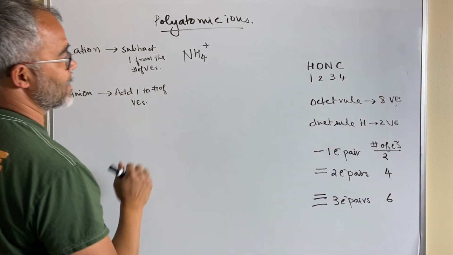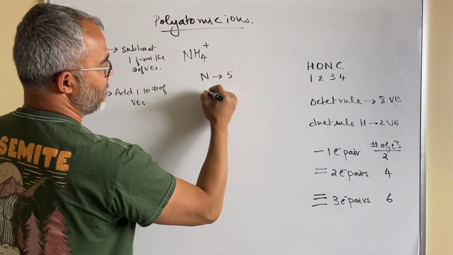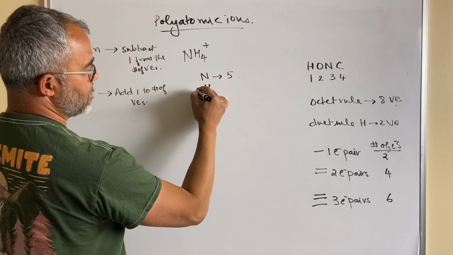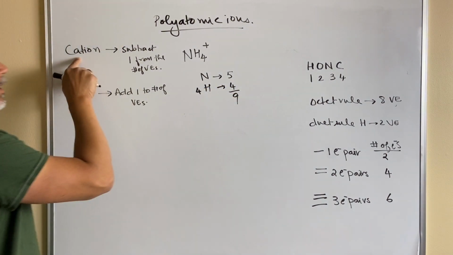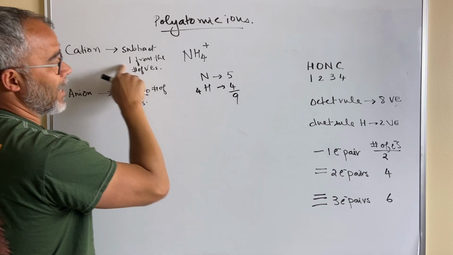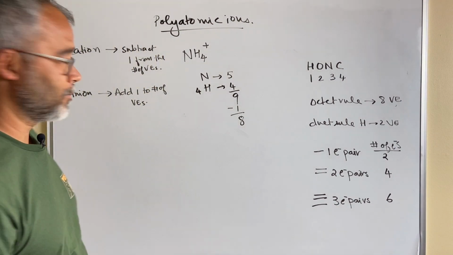So let's take a look at what's happening out here. Let's count the valence electrons. Nitrogen is 5, and there are 4 hydrogens, so that's a total of 4. That gives me a total of 9. But since it's a cation, we're going to subtract 1. So I have 8 valence electrons to work with.